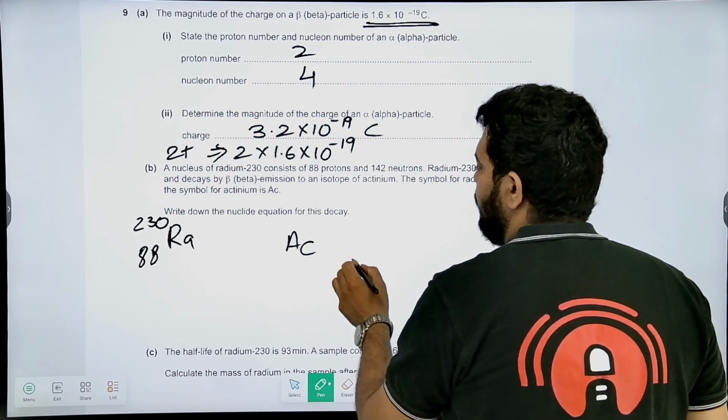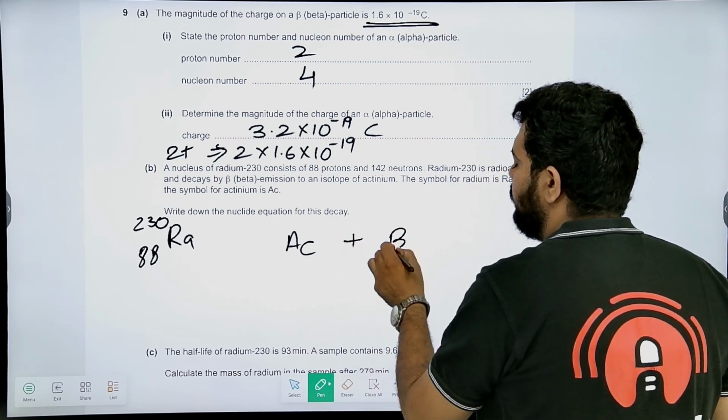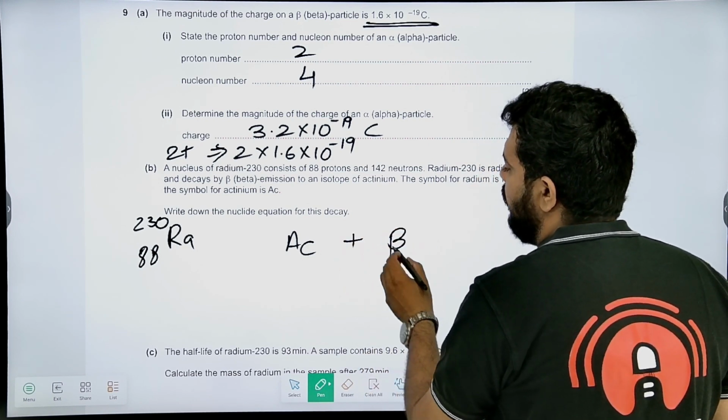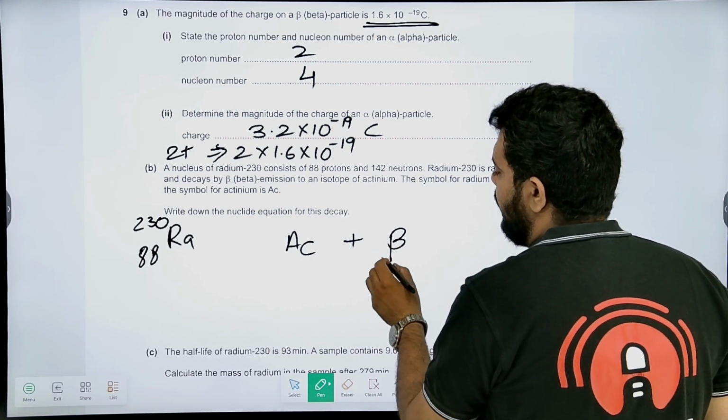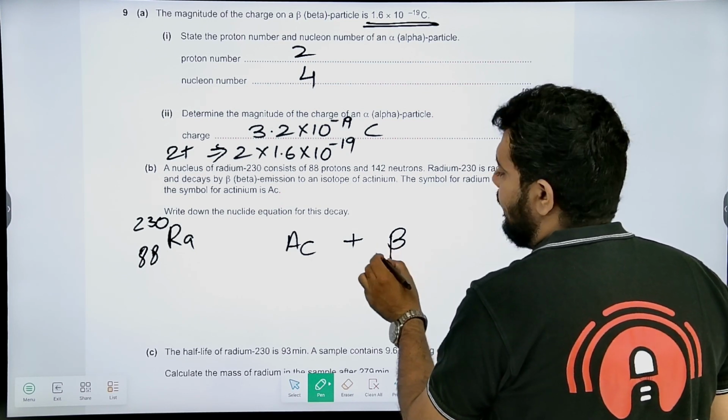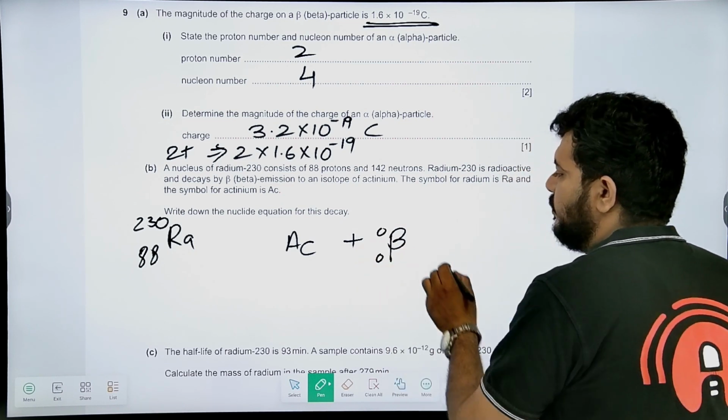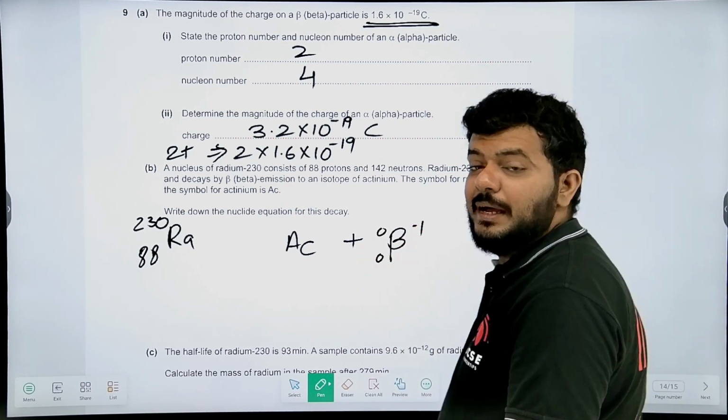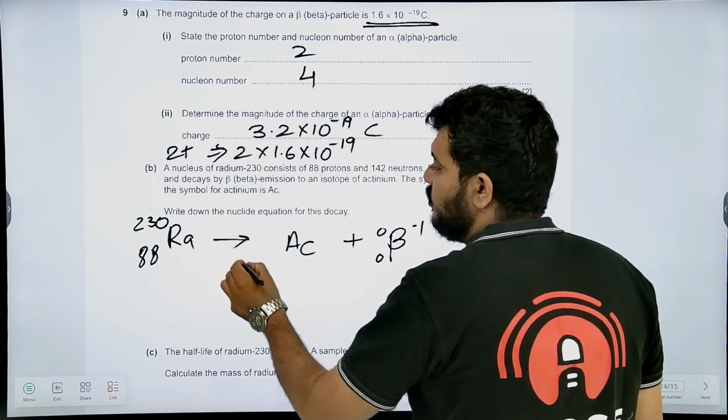What is happening? Beta, right? Beta emission has a charge of -1, but it has 0 mass, right? And 0 atomic number, only the charge of -1. So what should happen to actinium?